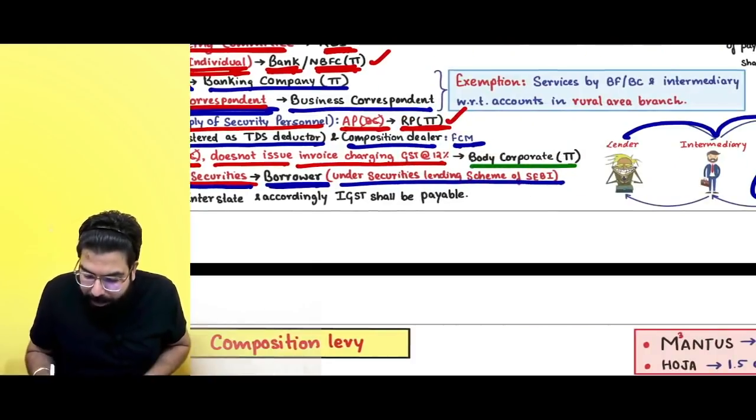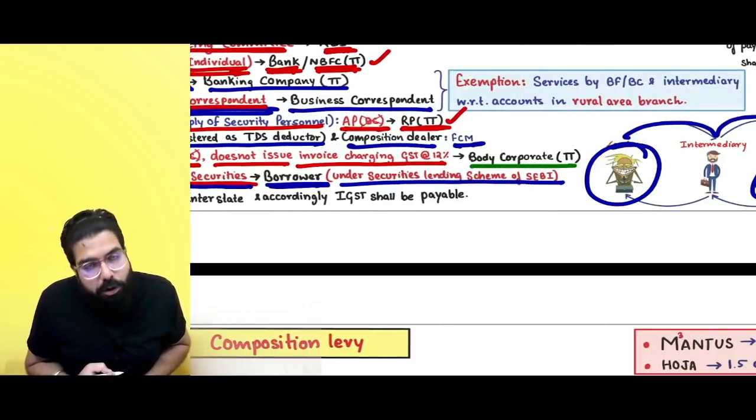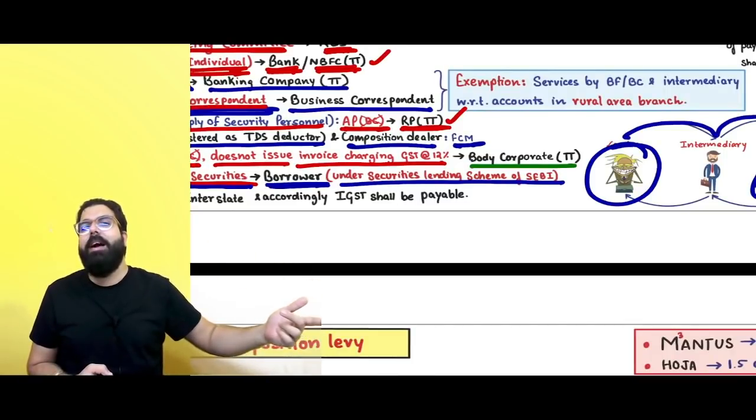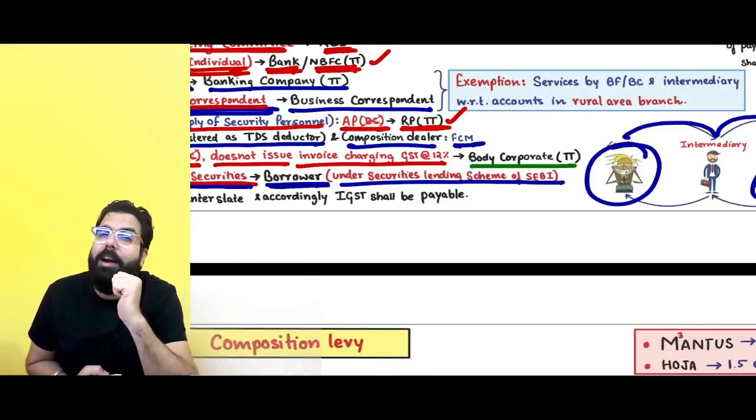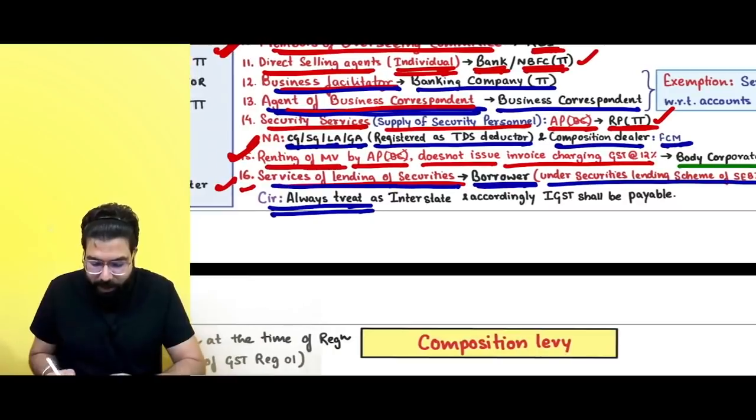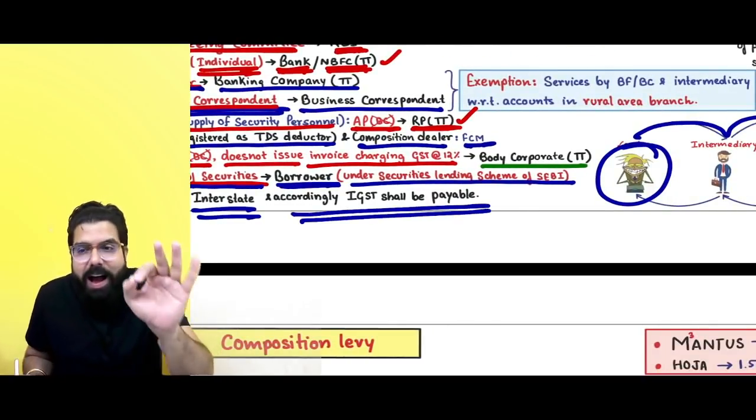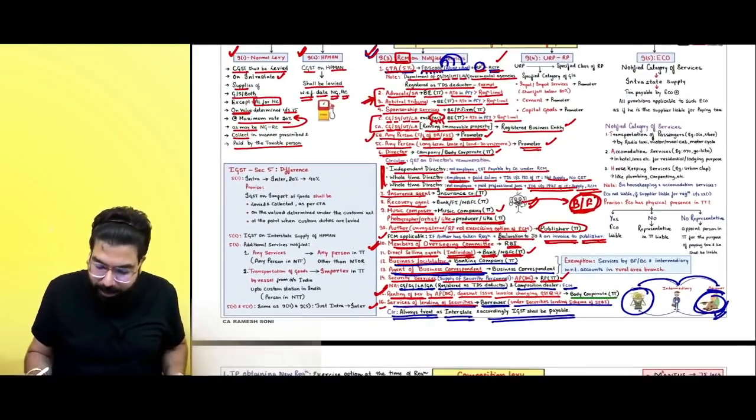Always remember, because the lender and the borrower will not know each other, the government simply told the borrower, when you are paying the GST under RCM, you don't know whether it is intra or inter. Whenever you don't know whether it is intra or inter, always assume it to be interstate supply, and accordingly IGST shall be payable. Yes sir, done.